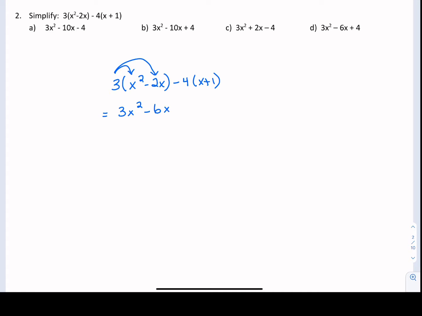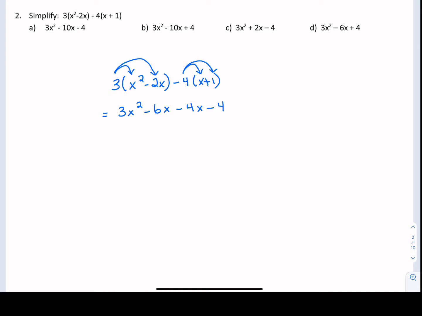Now we do the same thing with minus 4, or negative 4. We want to distribute that through the second set of brackets. So negative 4 times x is going to be negative 4x. Negative 4 times a positive 1 is going to be negative 4.